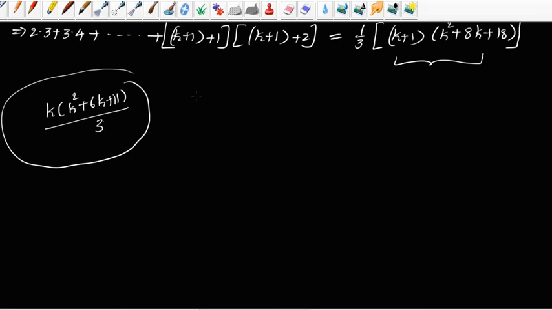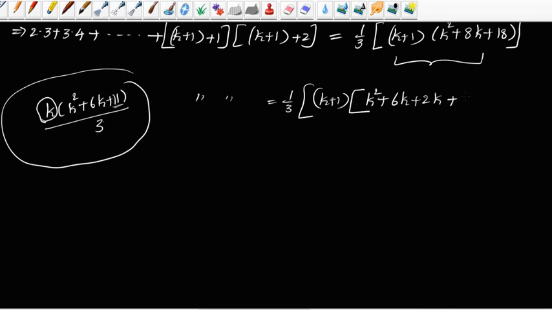Now we can write the same LHS, taking common 1 by 3 into k plus 1. Observe that k plus 1 is already there. Now we have to arrange this one, k square plus 8k plus 18. Here k square is there, and we want 6k. Now k square plus 8k can be written as 6k plus 2k. Next, what is the constant you want? Plus 11. So this can be written as plus 11 plus 7.